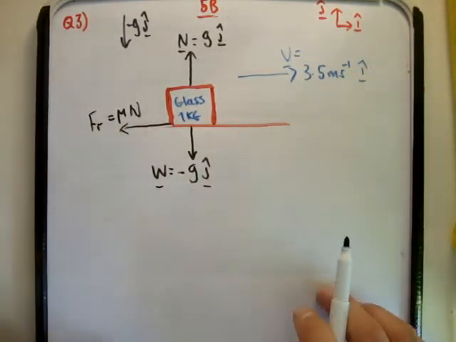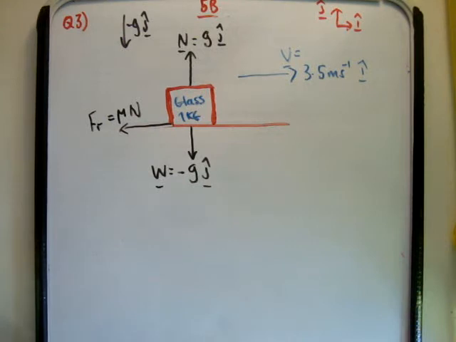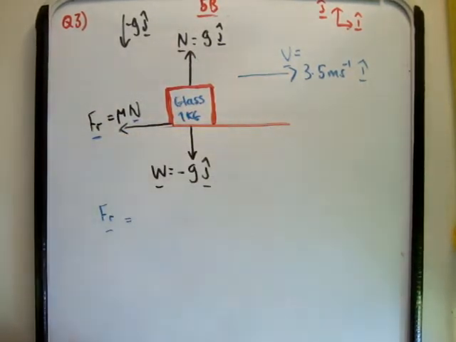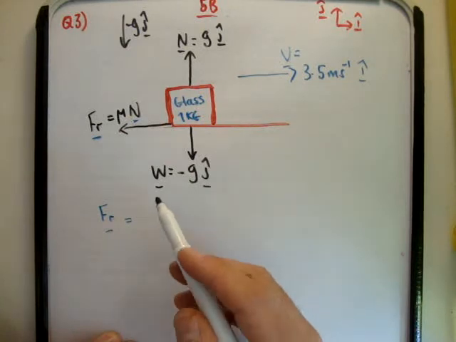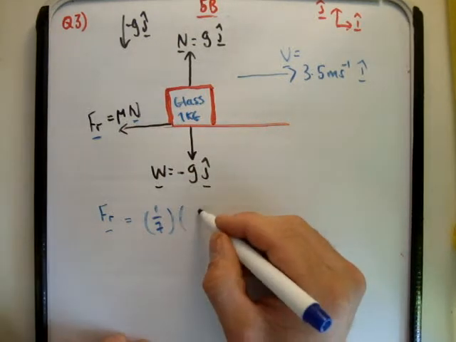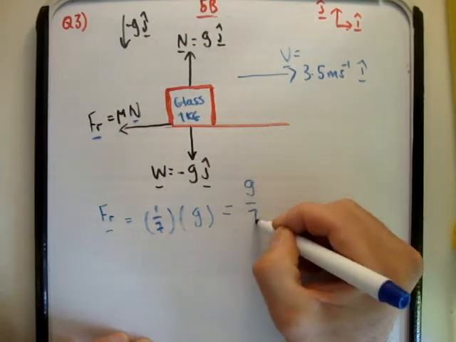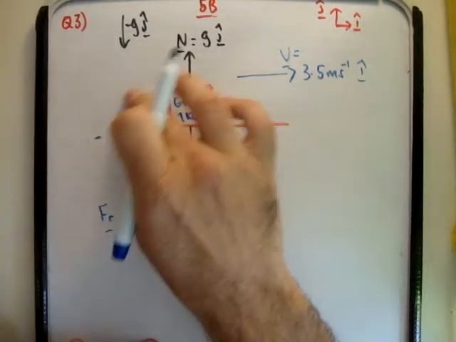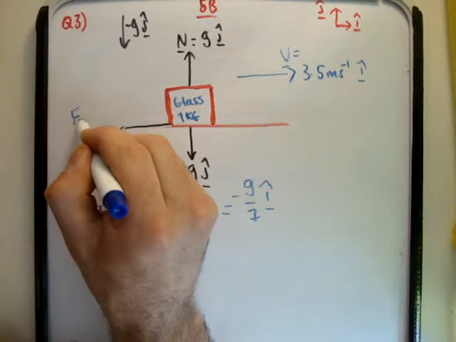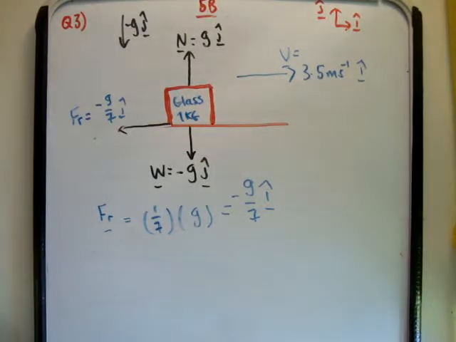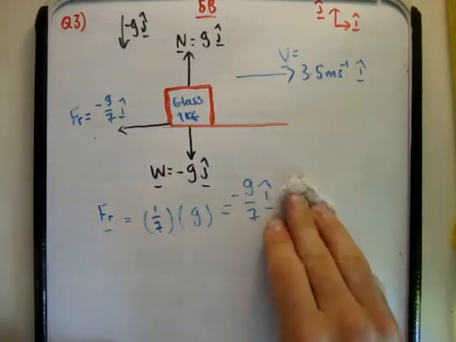So what can we do here? Well, we can work out, of course, the frictional force. So we can say the frictional force, which is a vector, is equal to the coefficient of friction, which was a seventh, times the magnitude of the normal force, which was g, so it's equal to g over 7 in a negative i hat direction. So I can just say the frictional force is equal to negative g over 7 i hat. Like that. We're doing reasonably well so far.